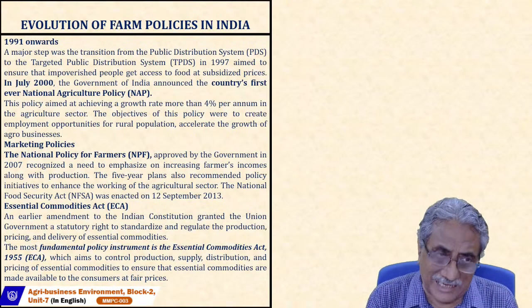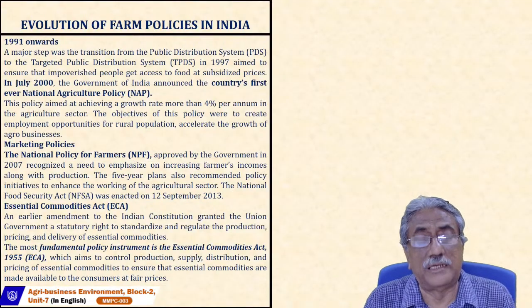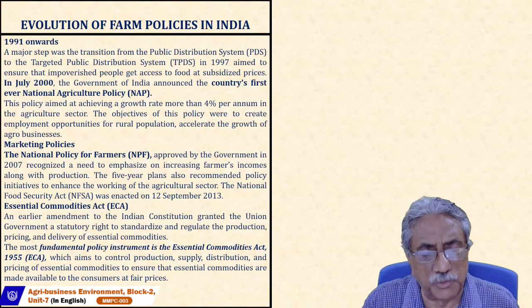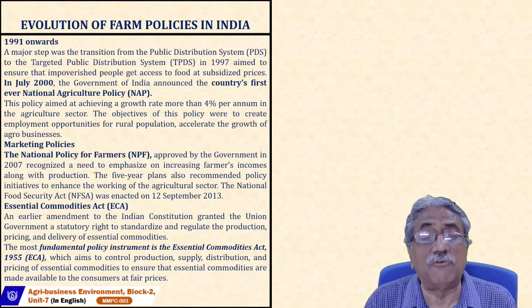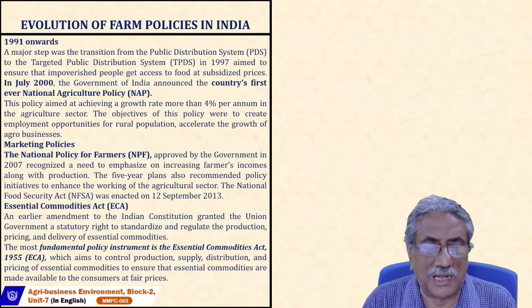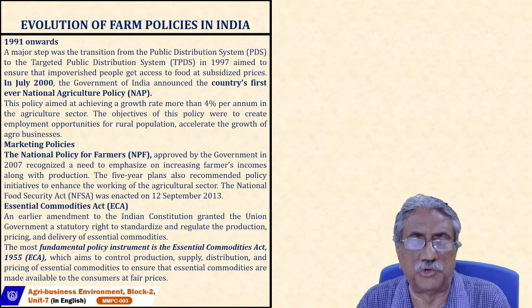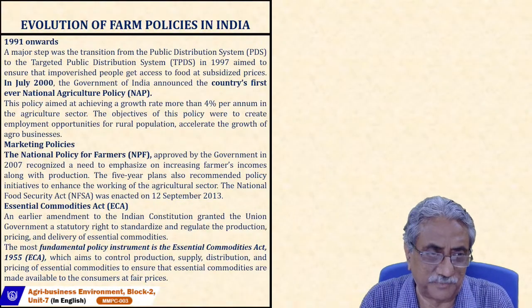The National Food Security Act, which means nobody should die of hunger, was enacted on 12 September 2013. That means we will produce, store, and make food grain available to all the citizens, and nobody should die of hunger. That was the National Food Security Act's main objective.